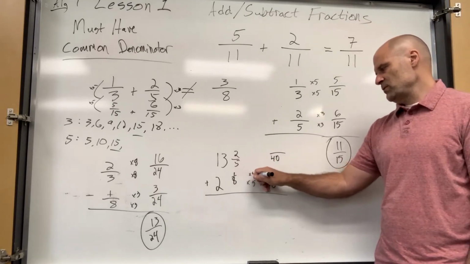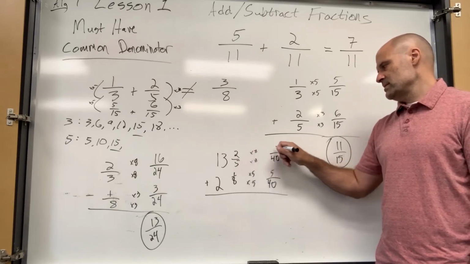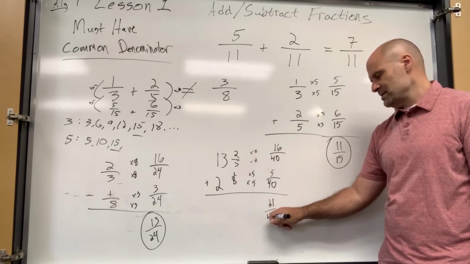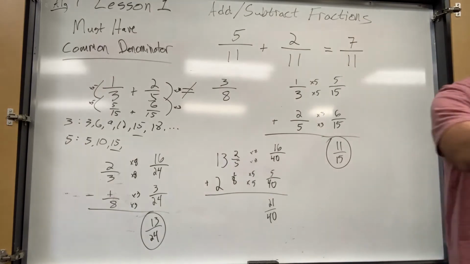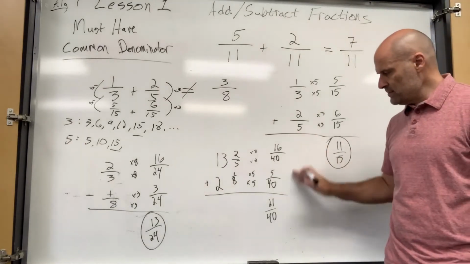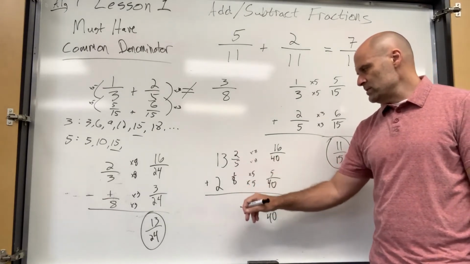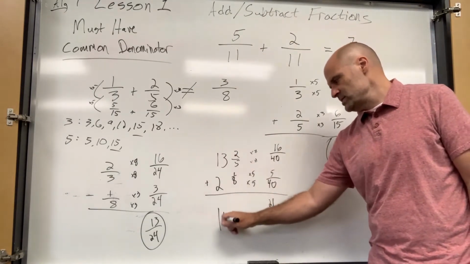Okay, so 1 times 5 is 5. 5 times 8, 2 times 8. So now you can still add them together. You get 21/40ths. So just like when you're adding multiple digit numbers, you just start on the right side and you go left. So we started on the right side, the fraction part of the number. Now we go left. 13 plus 2 is 15, and there's your answer.